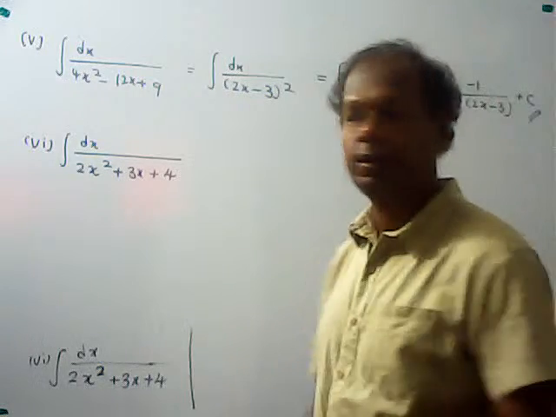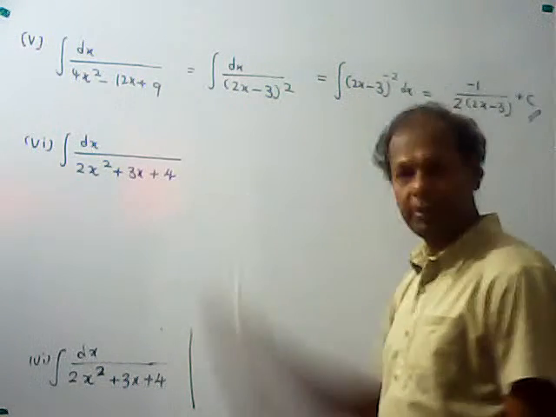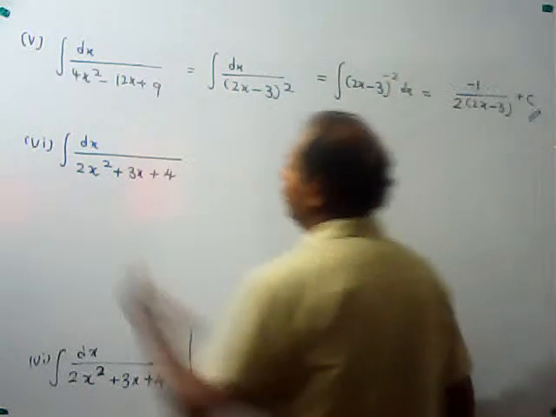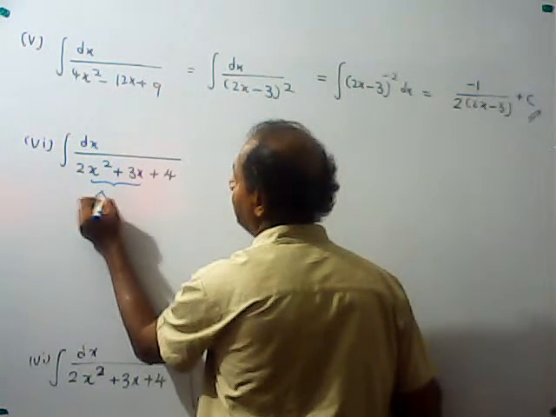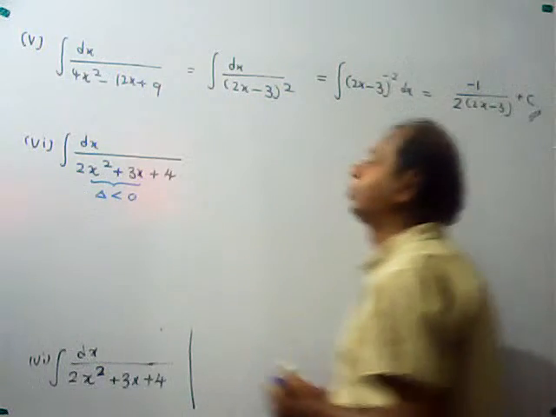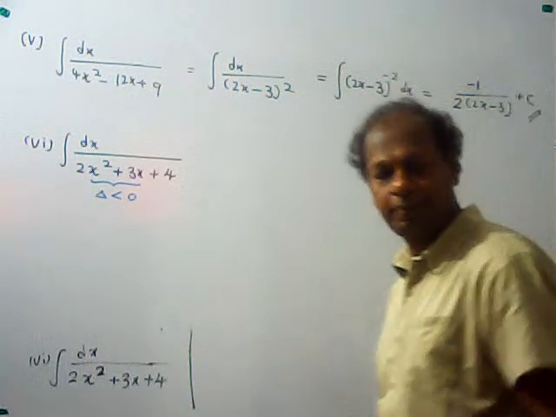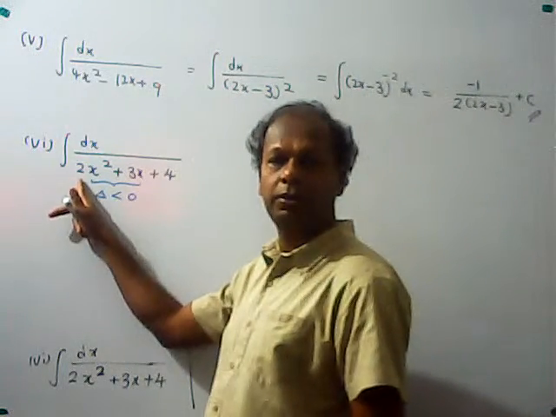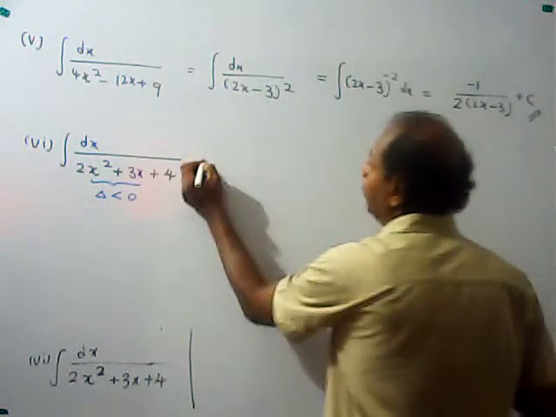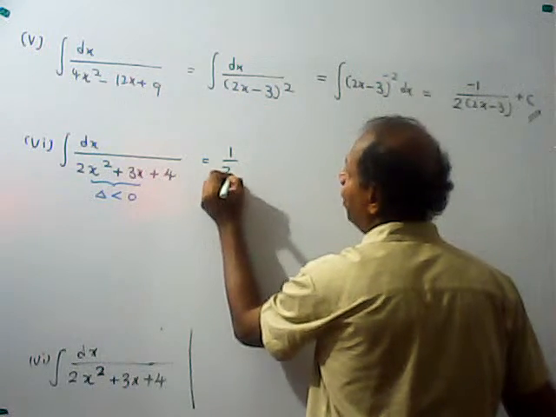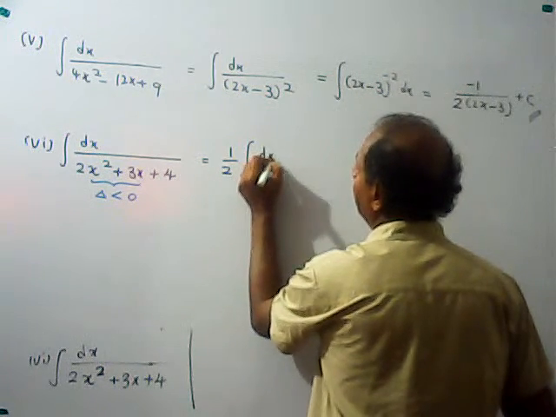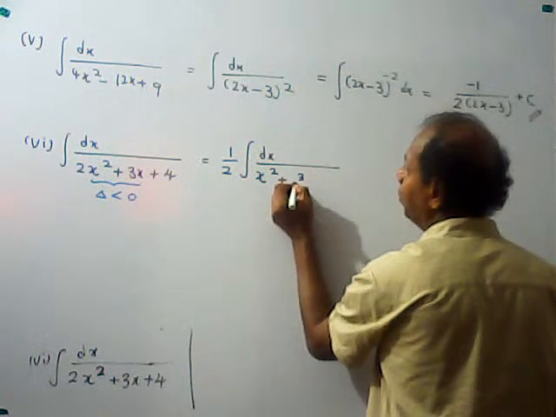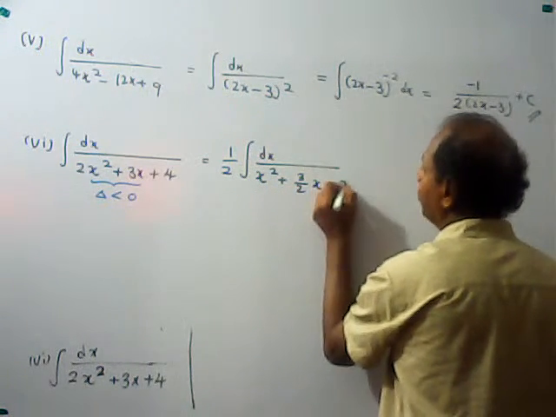Here in this, we don't see factors. It's the delta less than 0 case. No factors of this. So you have to complete the square and see. To complete the square, it's 2x squared, you have to take 2 out. It will come out as half dx over x squared plus 3 over 2x plus 2.